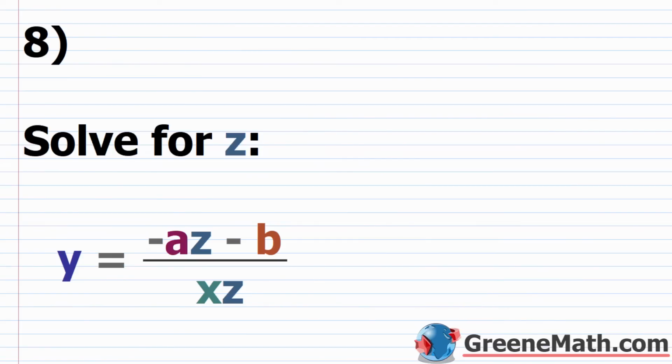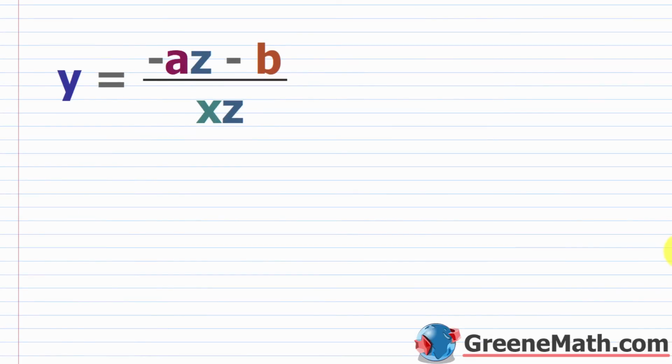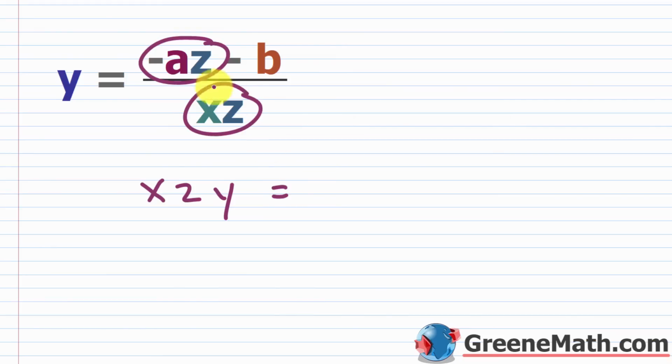Okay, let's look at problem number 8. We're asked here to solve for z. So what we have is y is equal to negative az minus b over xz. I've got to get everything with z, all those terms, to one side of the equation. Right now you have this guy and you have this guy. So what can I do? Well, the first thing is I can multiply both sides by xz. So I would have xzy is equal to, if I multiply this side by xz, it's going to cancel, so negative az minus b.